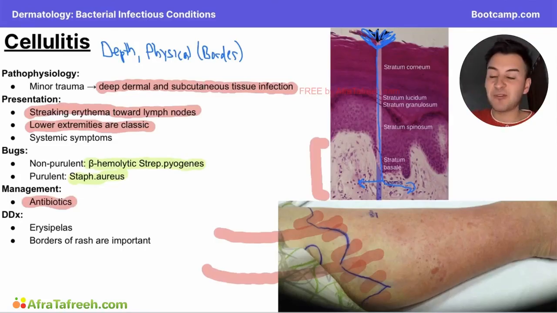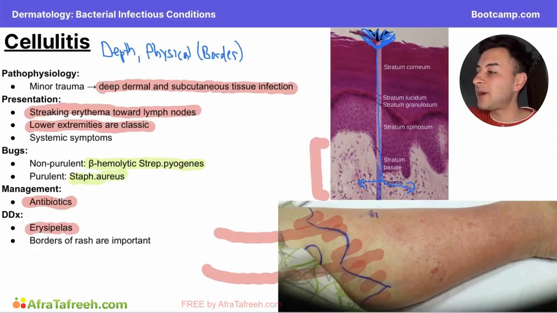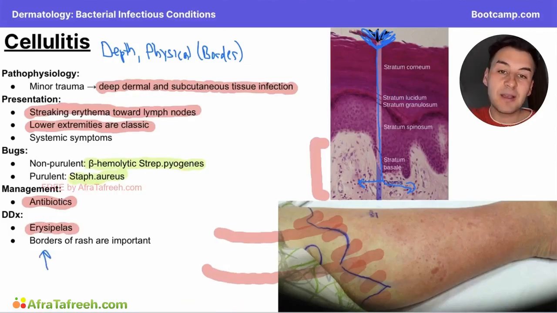In terms of our differential, we have erysipelas as the main differential here. And the key here, like I said before, is all about the borders of the rash. So in cellulitis, the borders are not well defined, whereas in erysipelas, which we'll see next, the borders are very well defined, and you will really appreciate this.